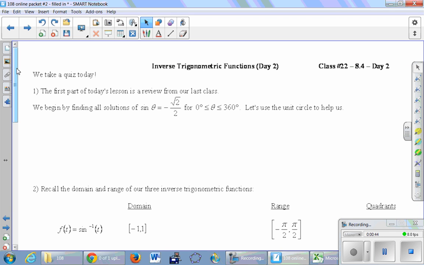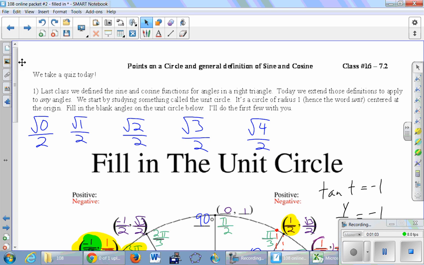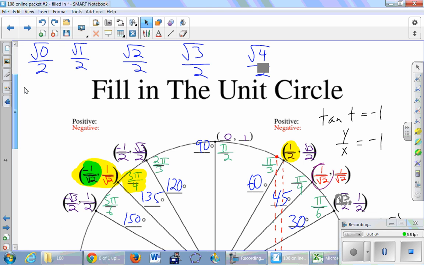Okay, number 1. The first part of today's lesson is a review from our last class. We begin by finding all solutions of sine theta equals negative root 2 over 2 for theta between 0 and 360 degrees. Let's use the unit circle to help us. So we're looking for negative root 2 over 2 on the unit circle for sine. And remember, sine, is that the x or the y? It's the y. So let's write that equation over here.